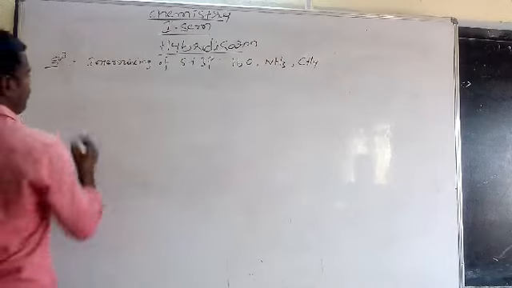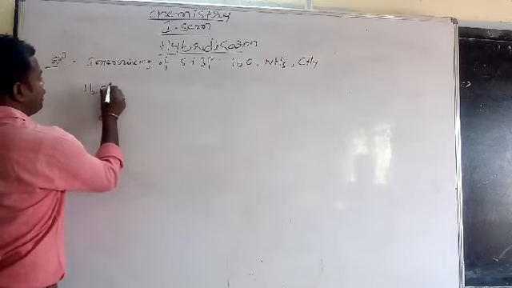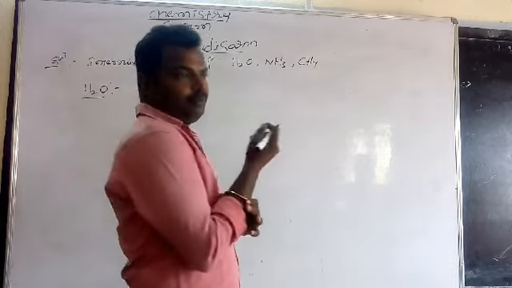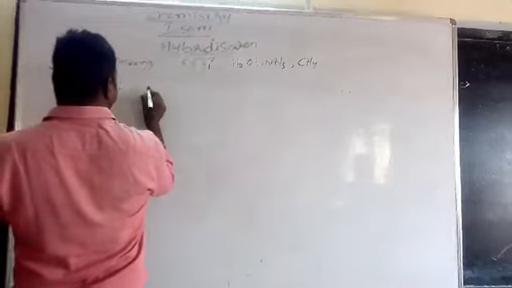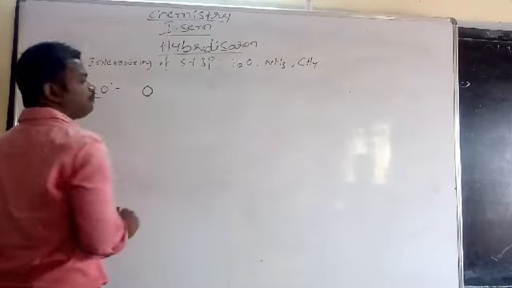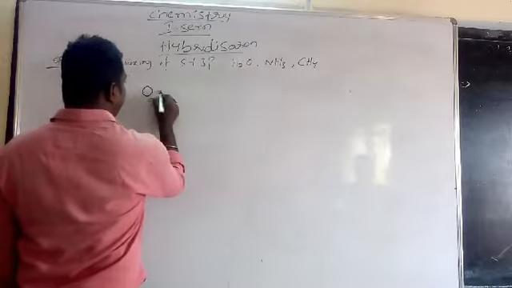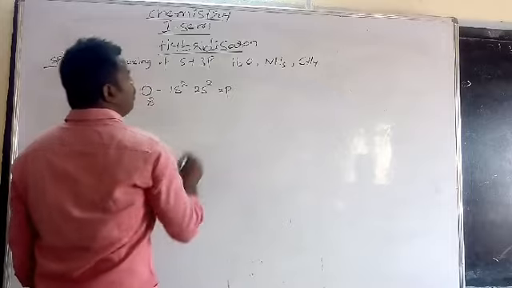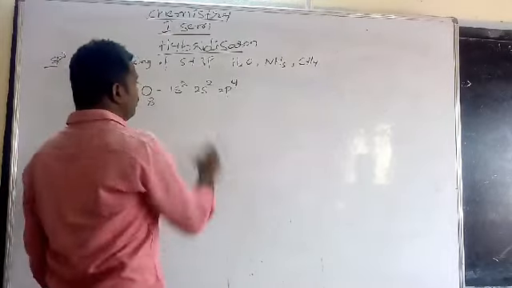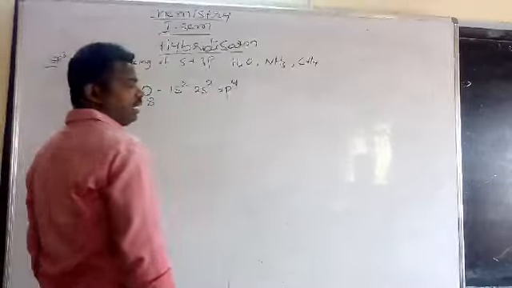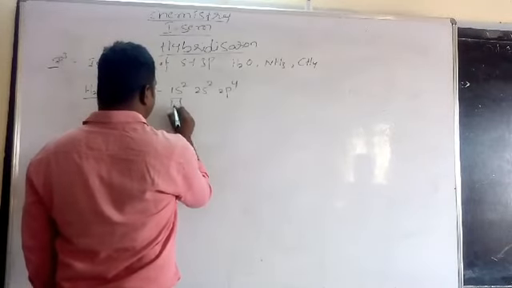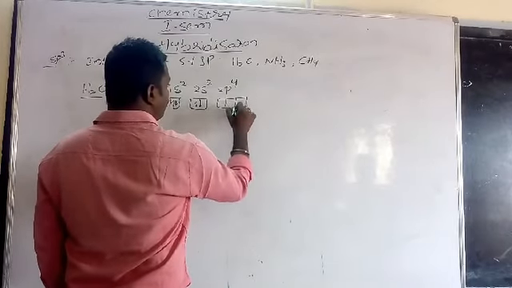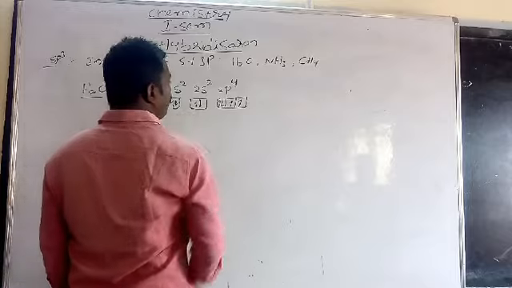The first example of sp3 hybridization, take H2O molecule, center atom oxygen. Oxygen is the center atom. Oxygen atomic number 8: 1s2, 2s2, 2p4. 1s2, 2 electrons. 2s2 also 2 electrons. 2p4, 4 electrons.